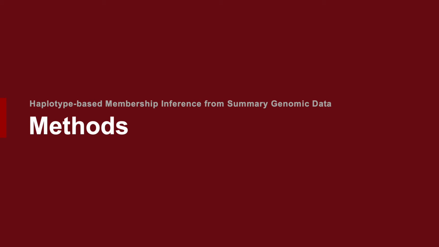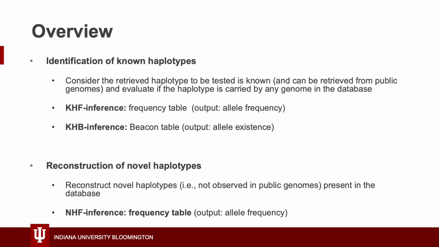Here I'll introduce our methods in detail, in two aspects. The first one is the identification of known haplotypes, and the other one is the reconstruction of novel haplotypes. For the identification of known haplotypes, we consider haplotypes that can be obtained from the public resource and evaluate if the targeted haplotype is carried by a genome in the database. Here we propose two methods, the KHF inference for frequency tables and the KHB inference for Beacon tables.